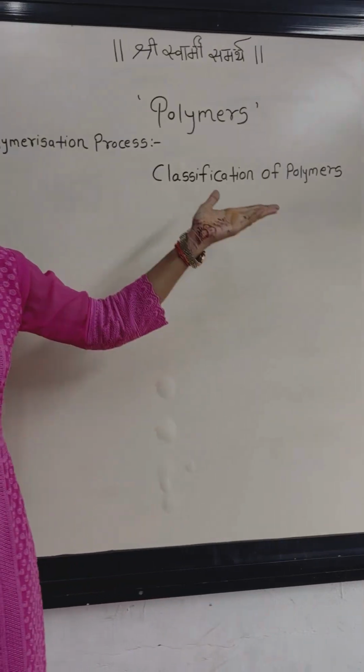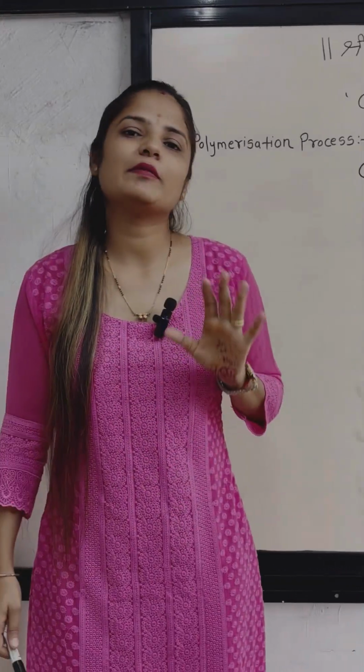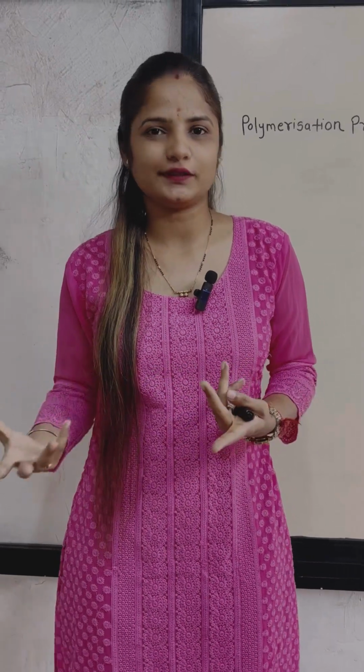So now we will study the classification of the polymer. Polymers are basically classified into mainly 5 classes. Based on their sources, they are classified as natural polymer, semi-synthetic polymer and synthetic polymer. Based on their structure, they are classified as linear polymer, branched polymer and network or cross-linked polymer. Third, based on their molecular forces, they are classified as elastomers, fibrous, thermoplastic polymer and thermosetting polymer.